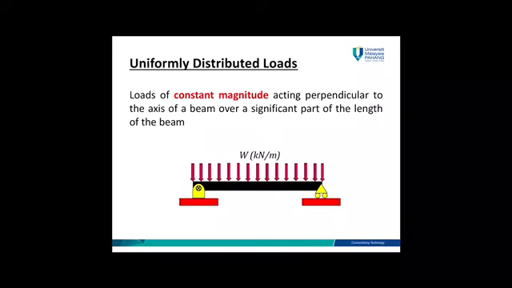We also have a uniformly distributed load. A uniformly distributed load is a load of a constant magnitude acting perpendicular to the beam. So this is the magnitude. The unit is kilonewton per meter or newton per meter, depending on the given equation. What does it mean by uniform? It means that the magnitude at this point, this point, this point, and this point is the same. Uniform means that the magnitude is the same throughout the loading.